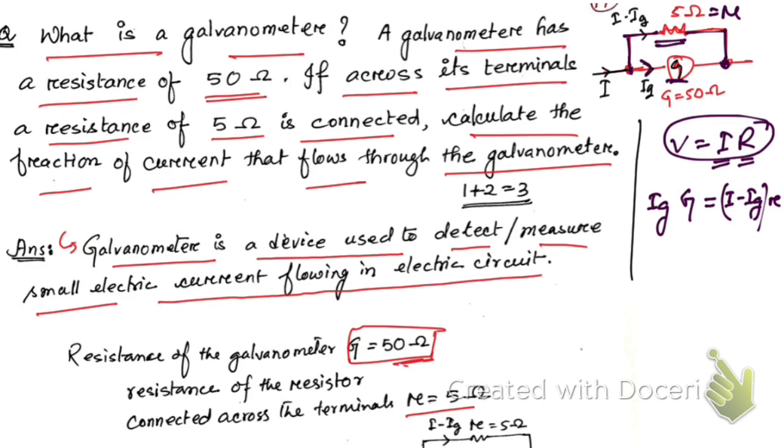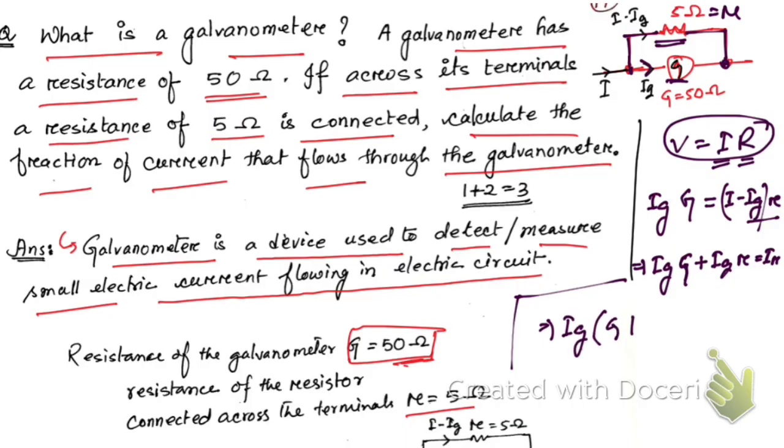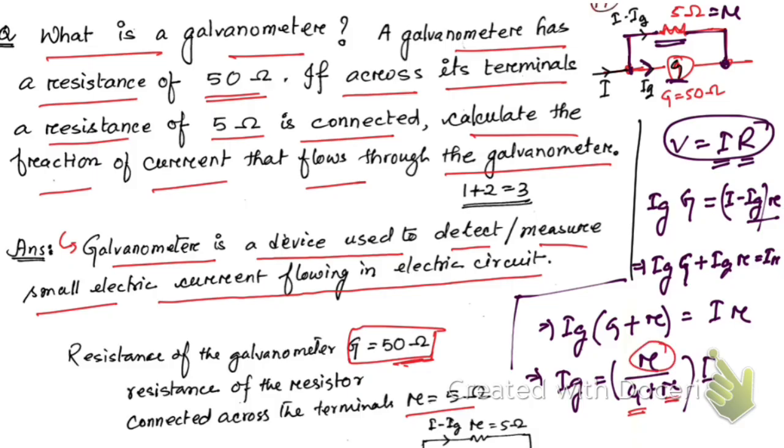Okay, if you simplify this, then what are you going to have? You're going to have Ig G equal to I minus Ig into R. Let me bring it to the left side. So it's going to be plus Ig R. On the other side, we have IR. So now you can take Ig common, then G plus R inside the bracket, equal to I into R. So Ig will be given by R by capital G plus R into I. Now you put the values here, 50 ohm, here 5 ohm, here 5 ohm, then you will get the fraction.